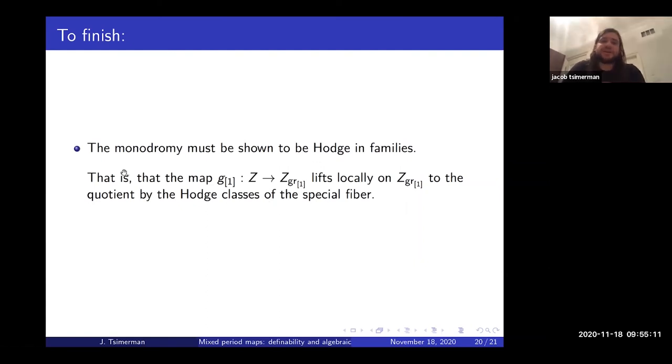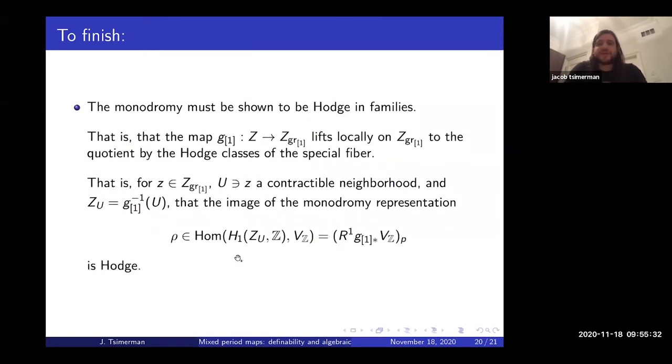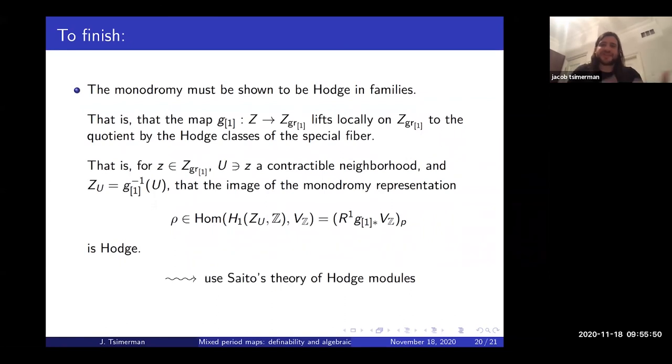Well, the idea is you have to show your monodromy is Hodge. If you look at the map from the entire image to just this weight one extension data, then you have to show that if you start with a point on this weight one image and take a contractible neighborhood of it and look at its pre-image, then you have a monodromy representation of the local H1, which could be something pretty complicated in the general case if this is not smooth. You have to show that the monodromy image is Hodge. That's what it comes down to. And to do that, you use Saito's theory of Hodge modules, and once you unwind everything, that makes everything work.